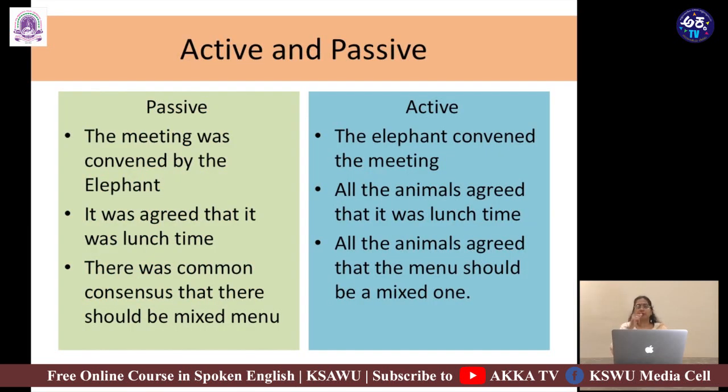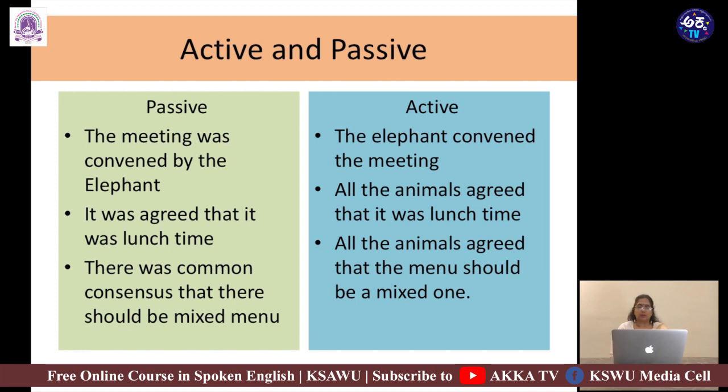The next tool for writing meeting minutes is we have to convert active to passive. Let's look at some sentences. In the blue box, the elephant convened the meeting. Now this is an active sentence, which means we're discussing who convened the meeting. It was the elephant who had called for the meeting. However, when we convert it to passive, it becomes the meeting was convened by the elephant.